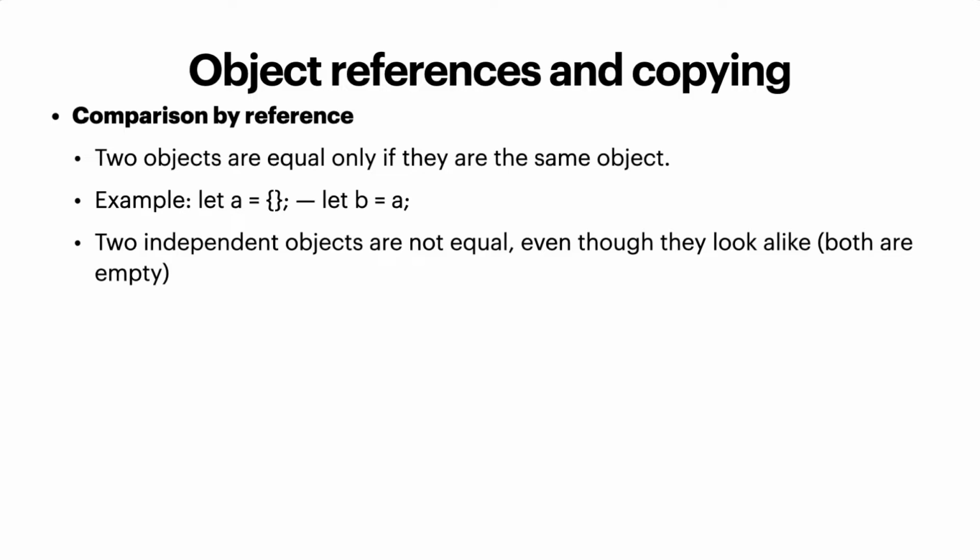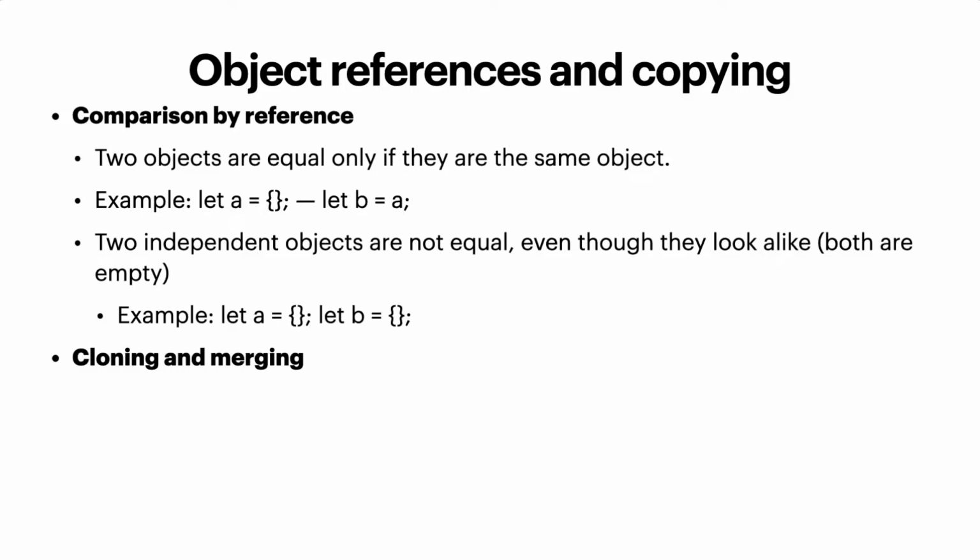Two independent objects are not equal even though they look alike. For example, we have two variables with these two objects. Even though they're empty, they look alike, and they're the same, since they are referring to different objects in the memory, they're not equal.